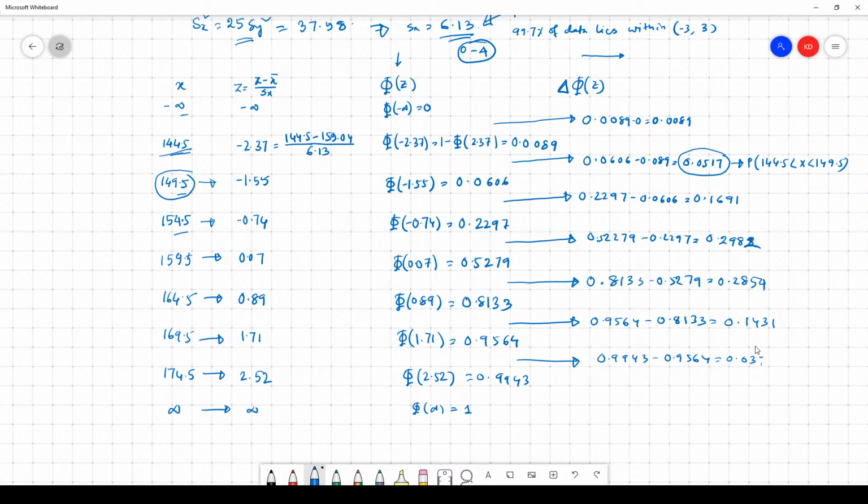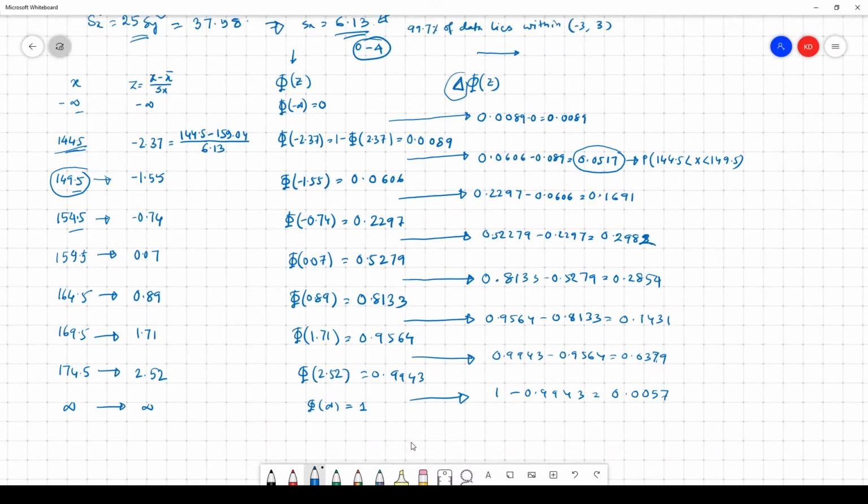And this is 1 minus 0.9943, which is equal to 0.0057. This is called the forward difference operator, capital delta.